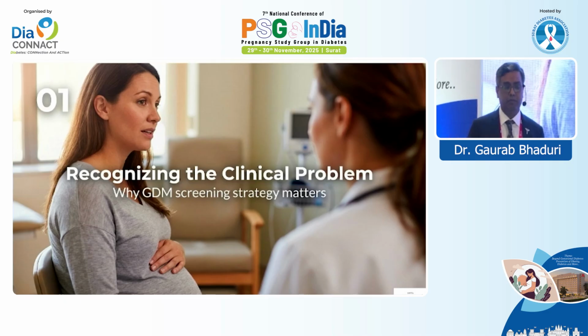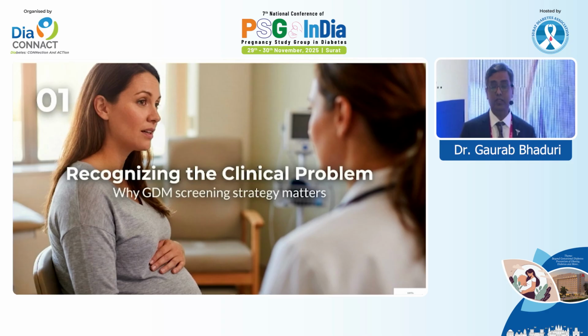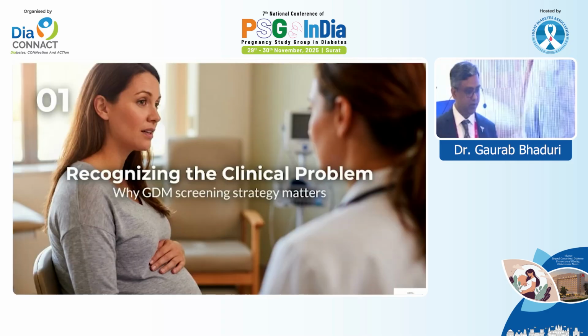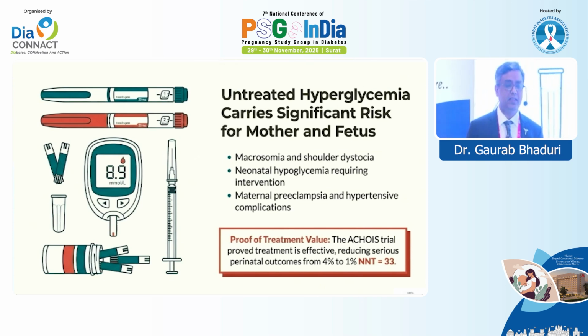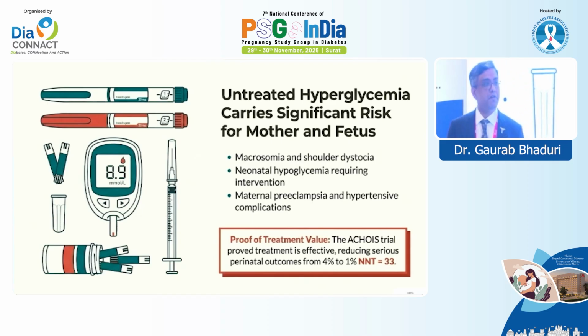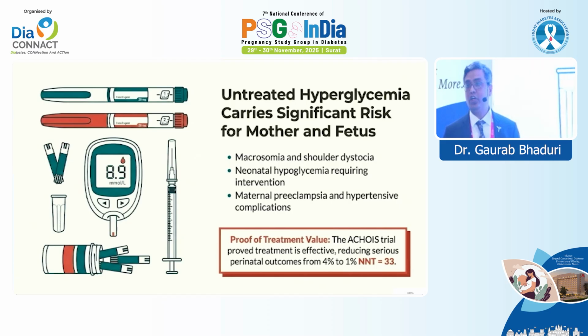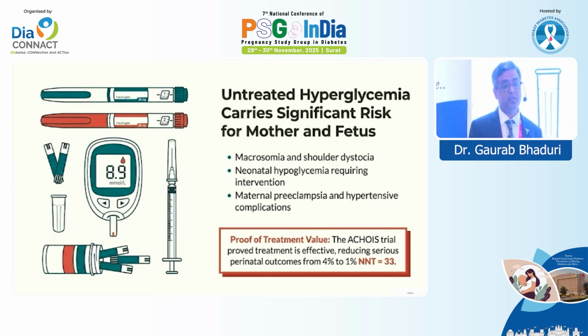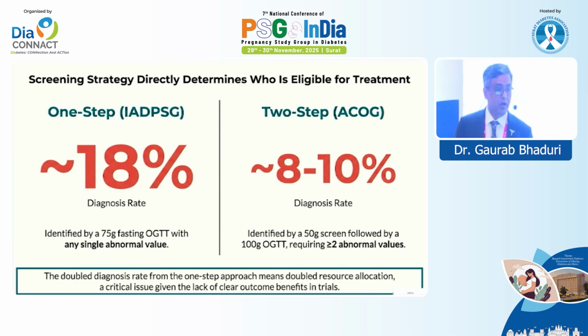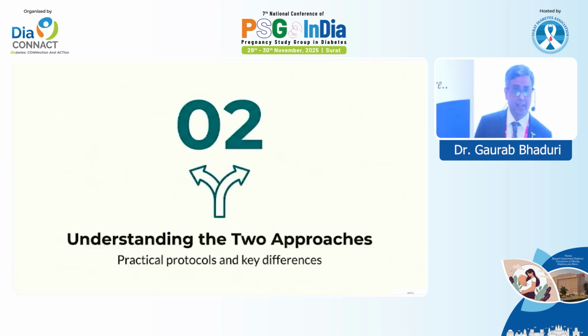Now coming to the clinical problem, why the GDM screening strategy matters at all. Untreated hyperglycemia carries a significant risk for the mother as well as the fetus. Macrosomia, shoulder dystocia, neonatal hypoglycemia, as well as maternal preeclampsia and hypertensive complications all go up if GDM is undiagnosed or untreated. Screening strategy directly determines who is actually going to receive treatment. The one-step has about an 18% diagnosis rate versus 8 to 10% in the two-step procedure. You can clearly see a doubling of the diagnosis rate, and we'll try to understand whether this increased rate of diagnosis actually means something.